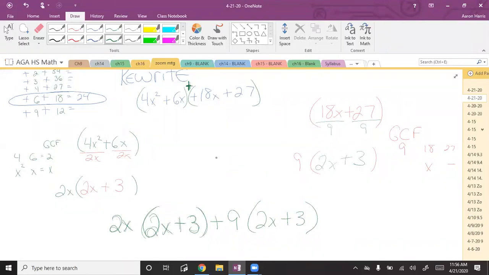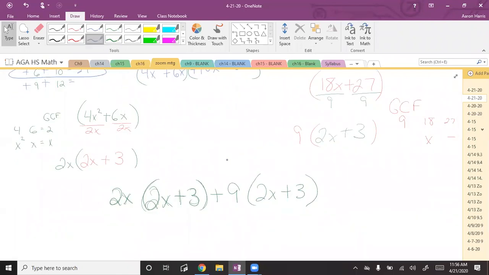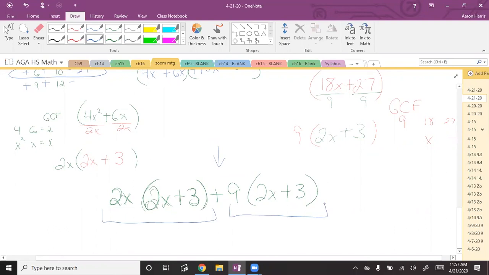Wait, I forget how to do this part. You add them together, but remember that terms are always separated by what? Oh, by a plus or minus, right? So how many terms do you have here? 2. What do you see in each of them? 2x plus 3. So your greatest common factor for both of those terms is going to be 2x plus 3.